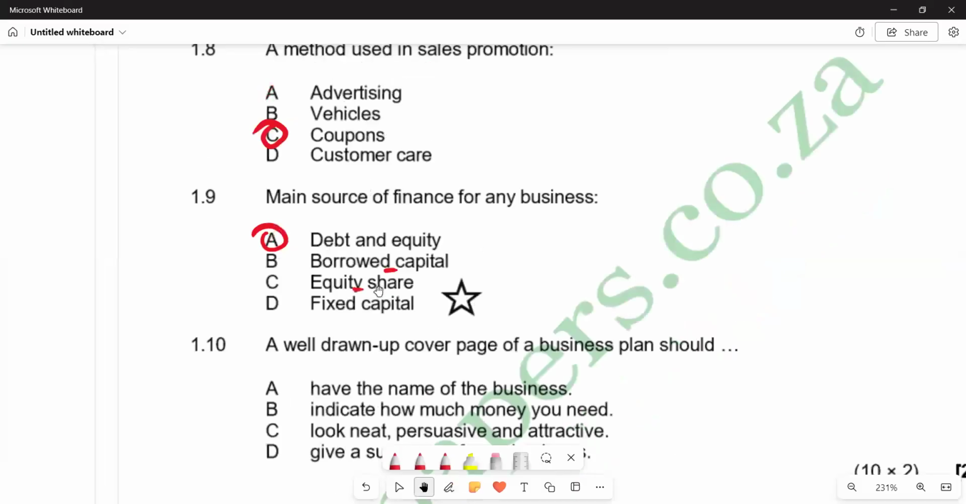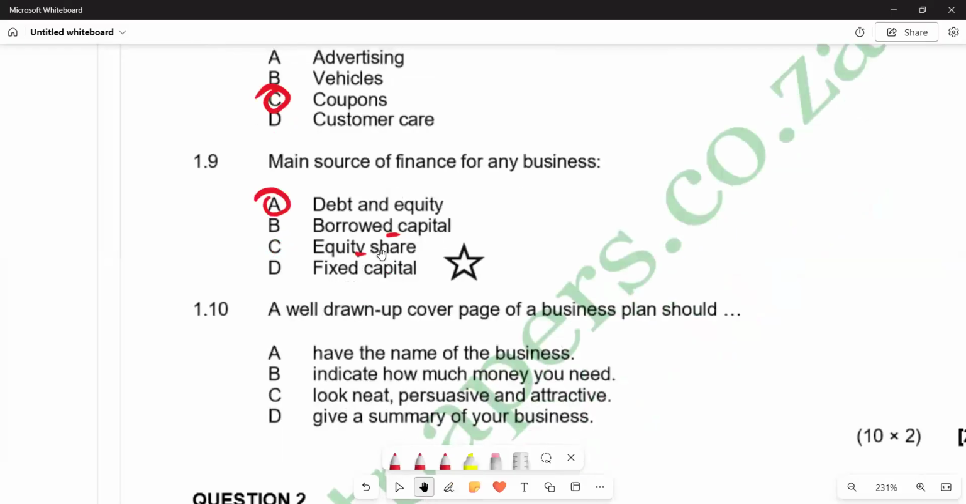Then we go to the next one. A well-drawn up cover page of a business plan should include. We know that the cover page of a business plan does not have much, but obviously it's going to have the name of the company, the logo of the company, and those typical elements should be on the cover page. What is in the main body is not on the cover page. So it should have the name of the business, which is correct.